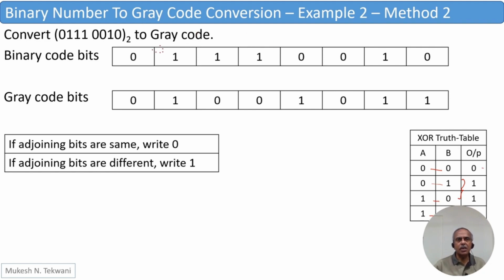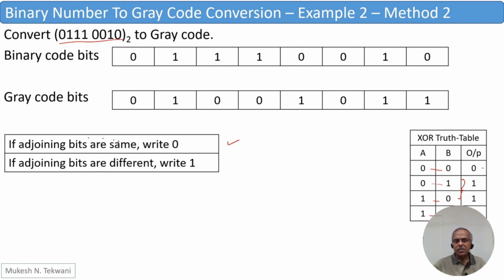So let us take again in this example 0 1 1 1 0 0 1 0. This is our binary code, and we'll convert it into the gray code. Now we need not even refer to this table, because essentially what this table says is what we'll be making a shortcut here.